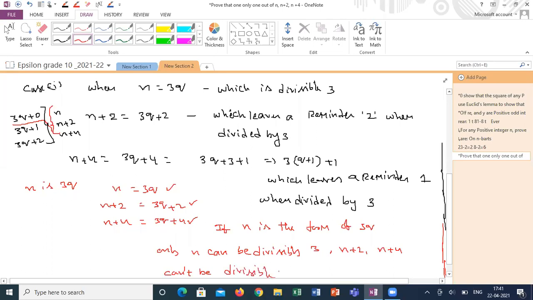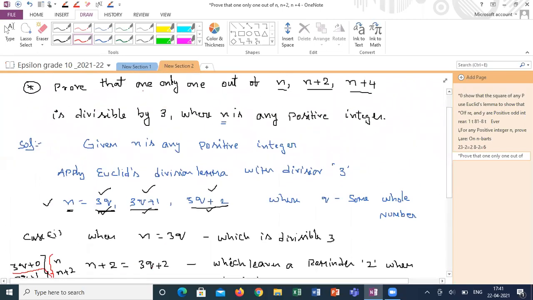See, what is the question requirement? Any one and only one should be divisible by 3. So out of three, for the first case, only n is divisible by 3. Now clear what I am trying to say? Yes, sir. It's clear.